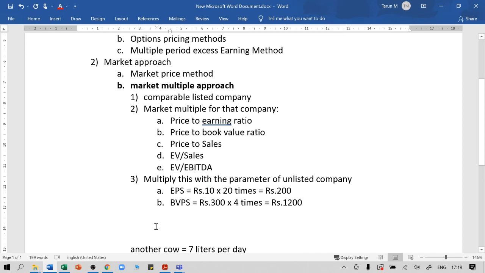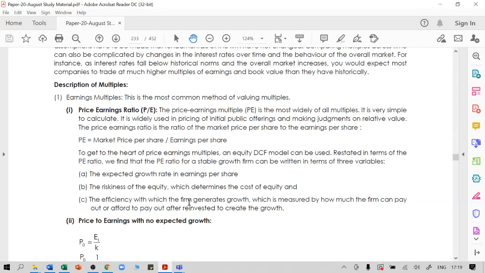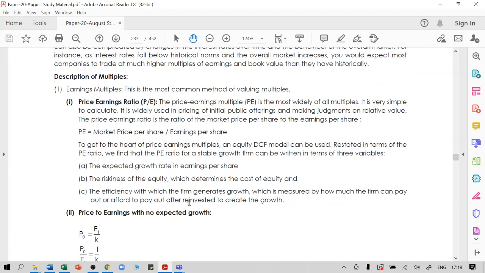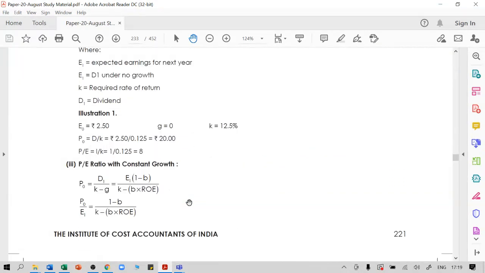So these are the steps to be followed. There may be more complications, but yes, this is the basic thing one need to follow.